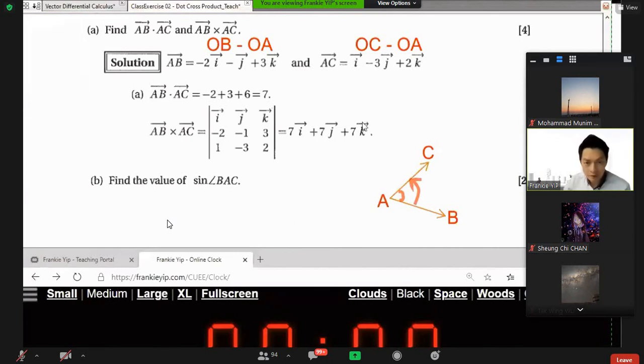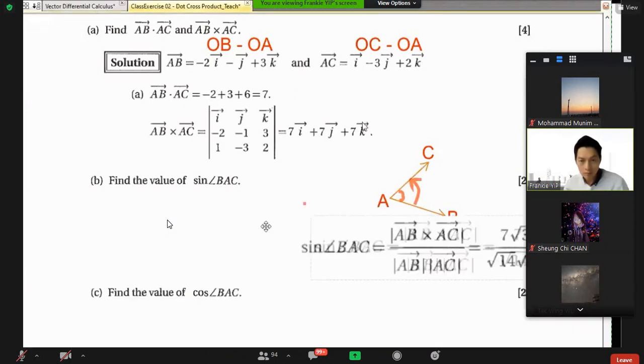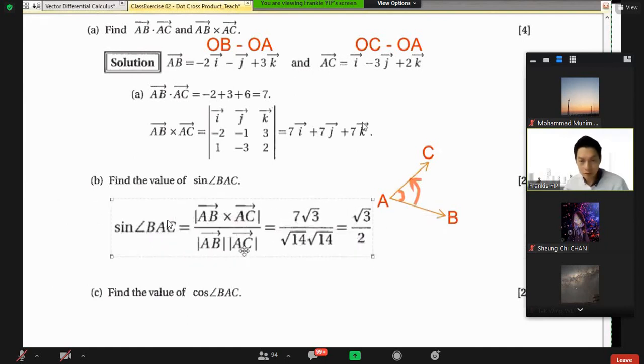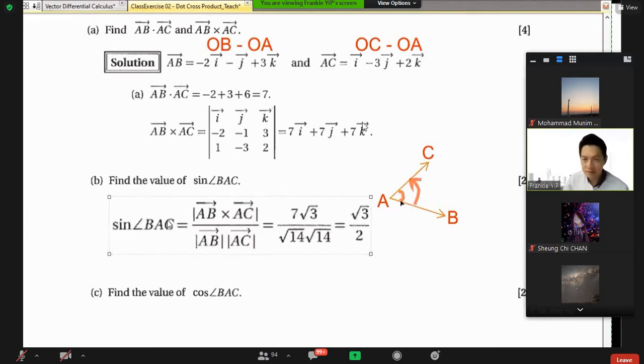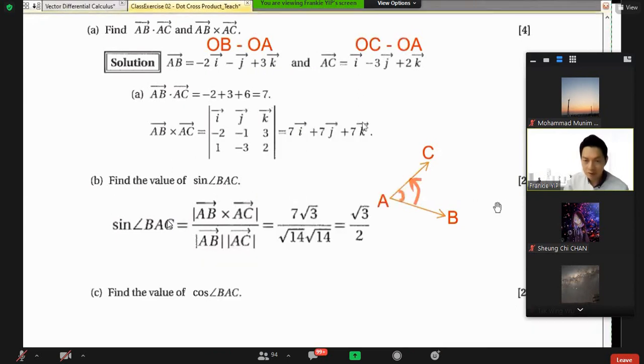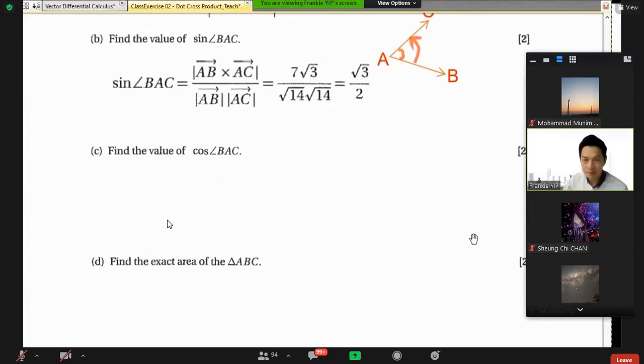Okay, let me give you the answer of part B. I think it's super easy. Based on the cross product, find out the magnitude, and then over magnitude of AB and AC, and then you can find out the sine theta, sine of this angle. Okay, so here we go, I think 4 minutes is okay for the value of cosine.